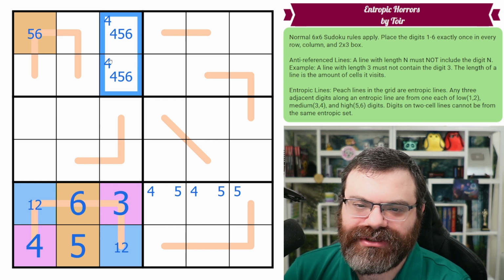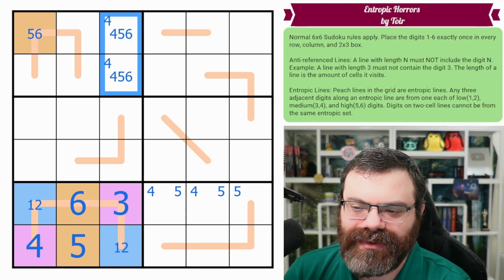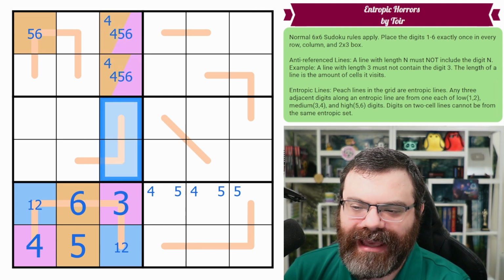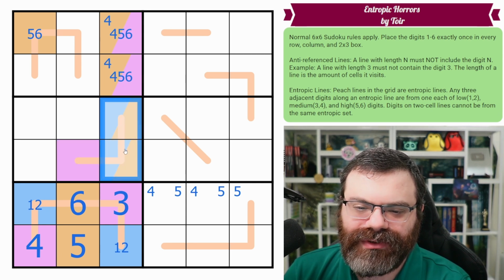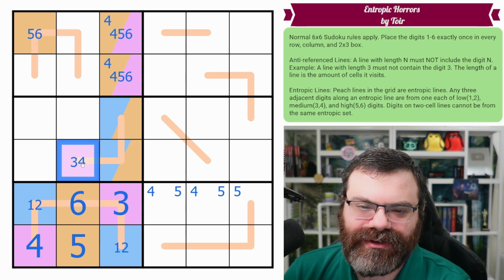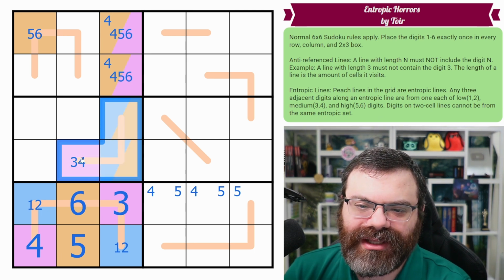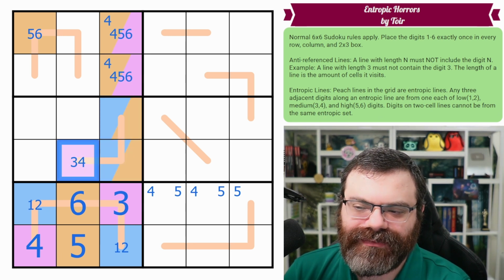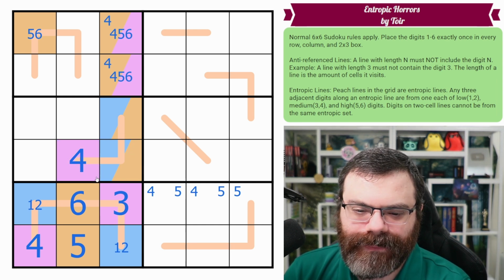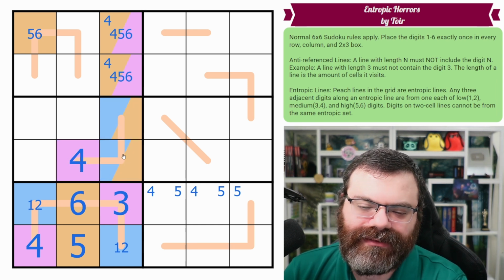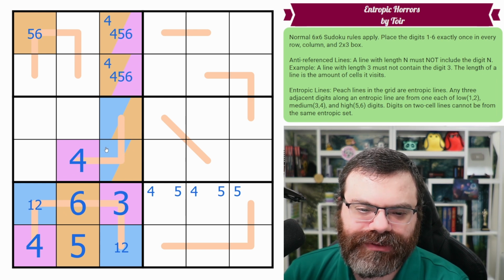So let's color these both, right? This is going to be purple and orange. And so that means the last blue and the last orange for the column end up here, meaning this has to be purple because it's going to see a blue and an orange. If this is purple, it's 3 or 4. But this is a 3-length anti-reference line, so it can't have a 3 on it, so this ends up 4. Very nice. Okay. We don't know the order these go in yet. We just know that one's blue and one's orange.